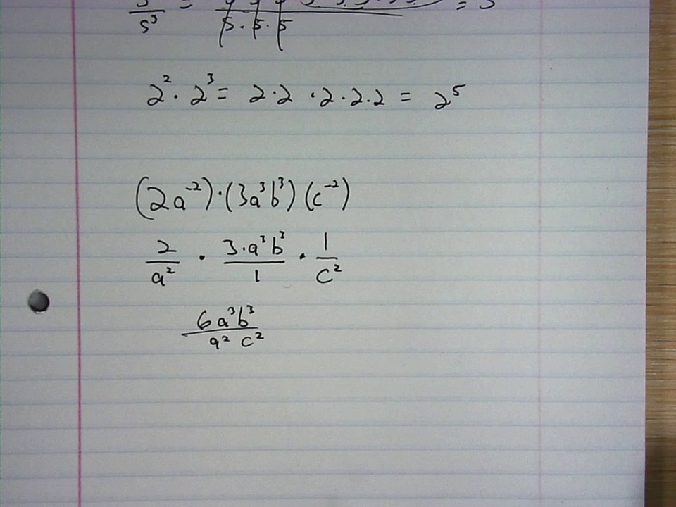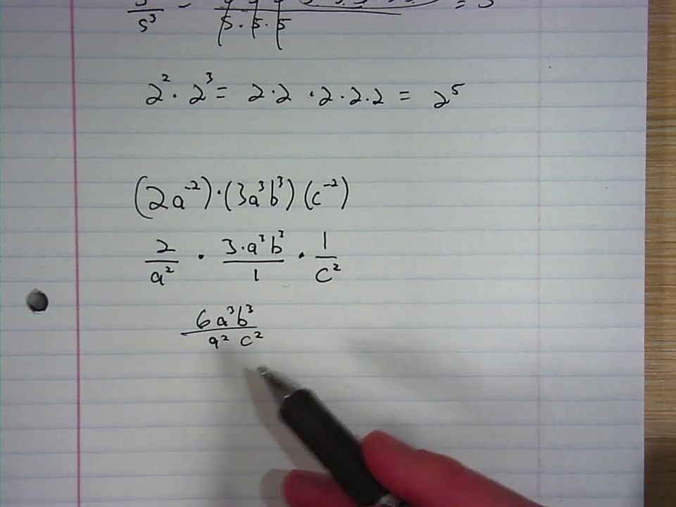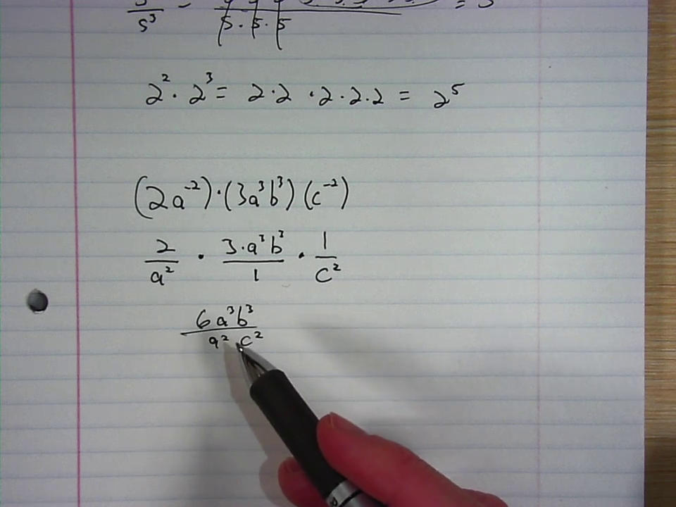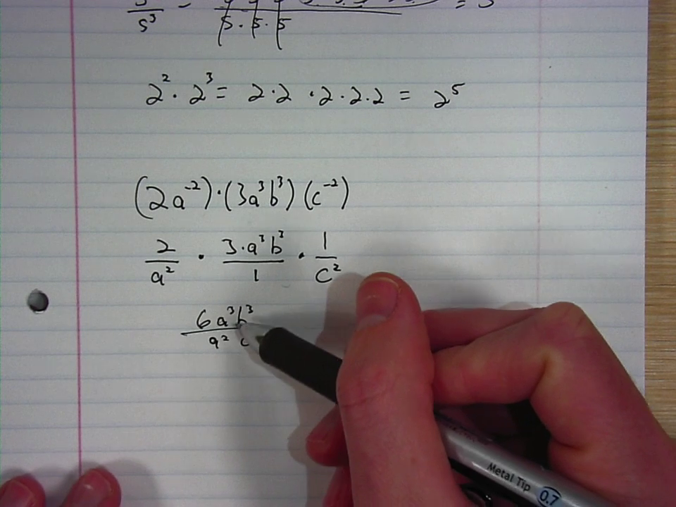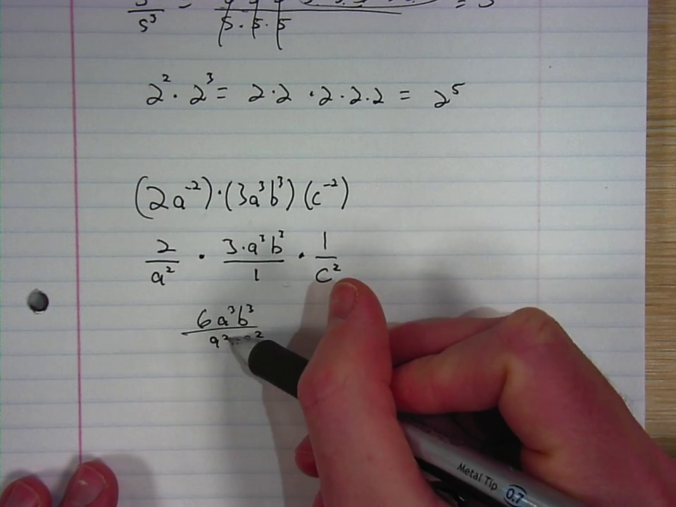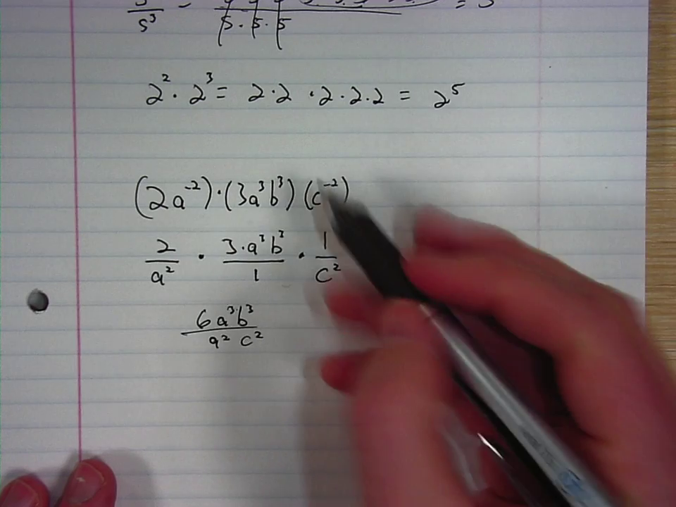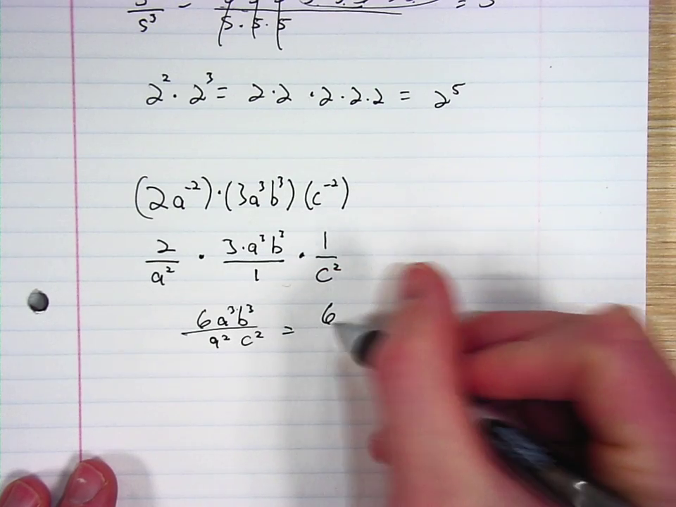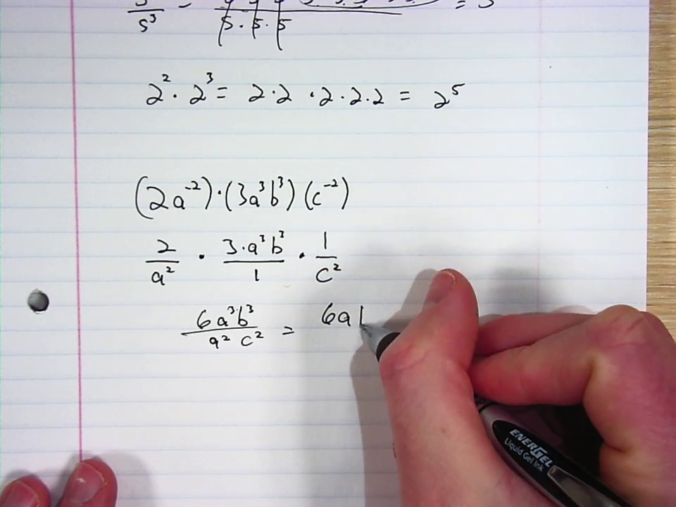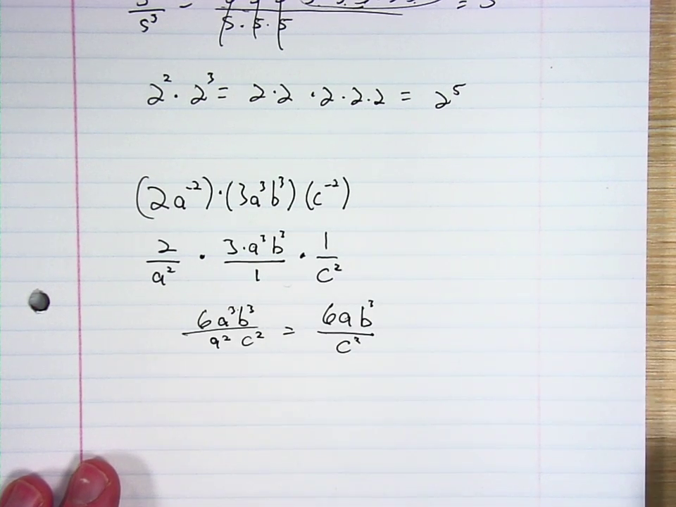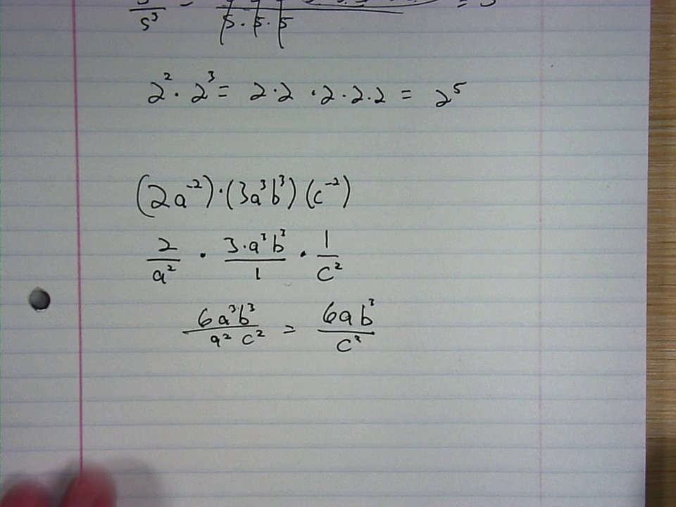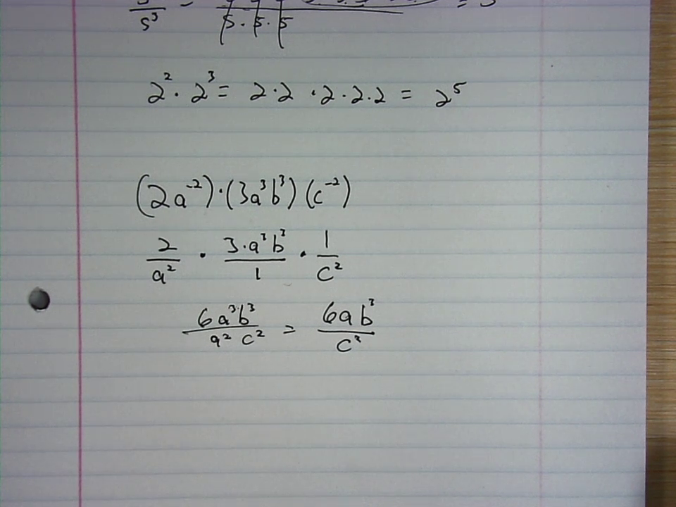Am I done? Nope. I have that a listed twice. I have an a on the top and an a on the bottom. Now I get to use my quotient of powers property. I have a to the third over a squared, so I'm going to subtract 3 minus 2. I'm dividing, so I get to subtract those exponents. So I have 6 a to the first, b to the third, all over c squared. Hopefully you see how that works.